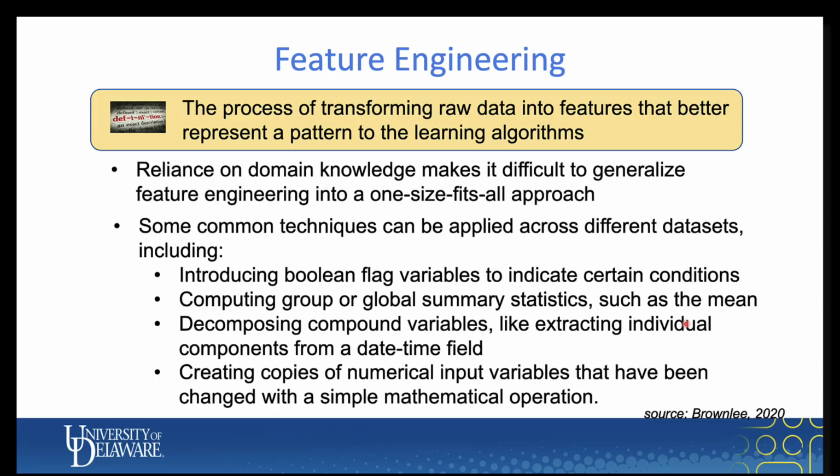Feature engineering is the process of transforming raw data into features that better represent a pattern to the learning algorithms. Since feature creation depends heavily on specific data, datasets and data types, collaboration with the subject matter expert is often essential to identify meaningful transformations. This reliance on expertise makes it difficult to generalize feature engineering into a one-size-fits-all approach. However, there are some common techniques that can be applied across different datasets, and these include some of those. For example, just to name one, decomposing a compound variable, like extracting individual components from a field that describes date and time.